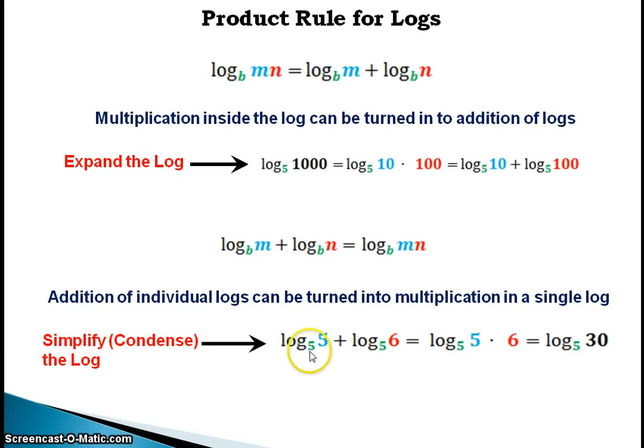So I have the log base 5 of 6 and the log base 5 of 5. Now, it satisfies the requirement that these both have the same base. I can combine those to be the log base 5 of 5 times 6, or, in other words, the log base 5 of 30. Pause now and copy down everything on this slide.